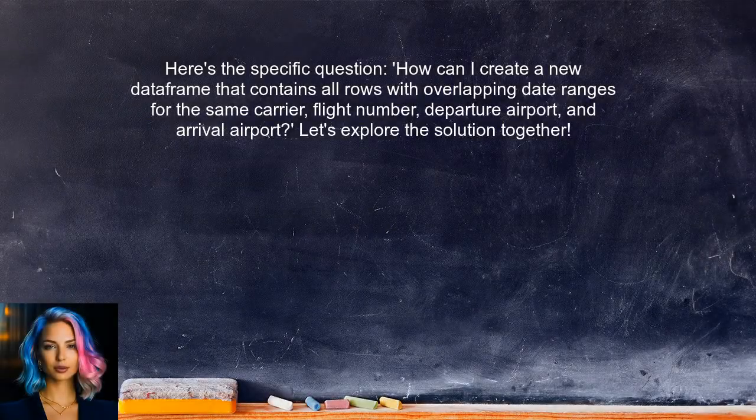Let's dive into the specific question at hand. One user recently asked, how can I create a new data frame that contains all rows with overlapping date ranges for the same carrier, flight number, departure airport, and arrival airport? Sound familiar? Stick around as we explore the solution together.